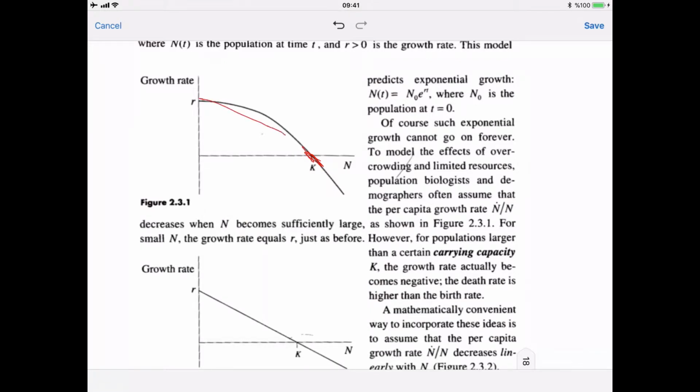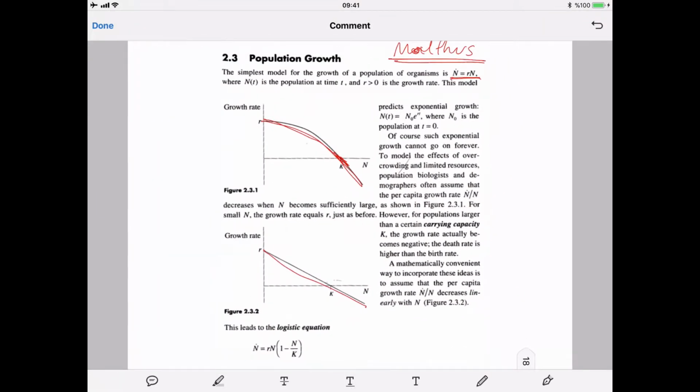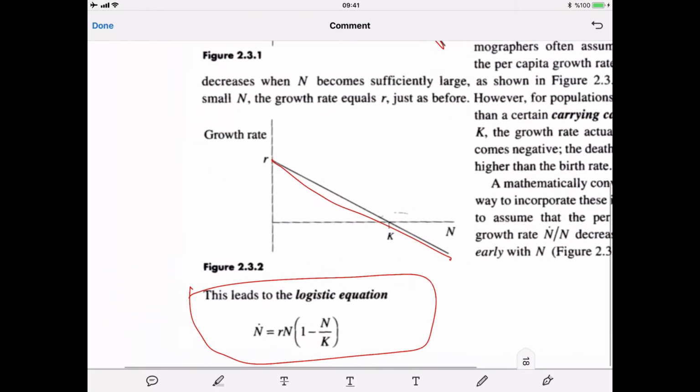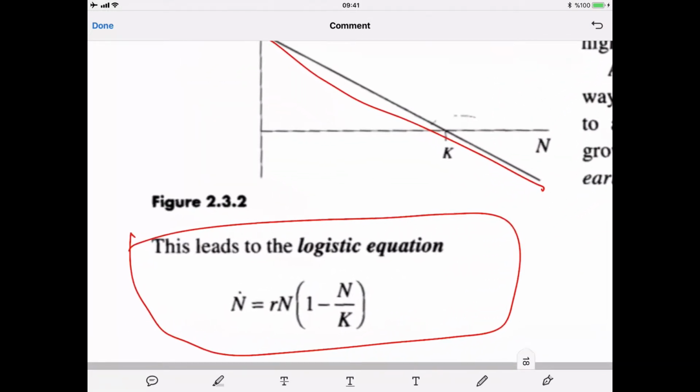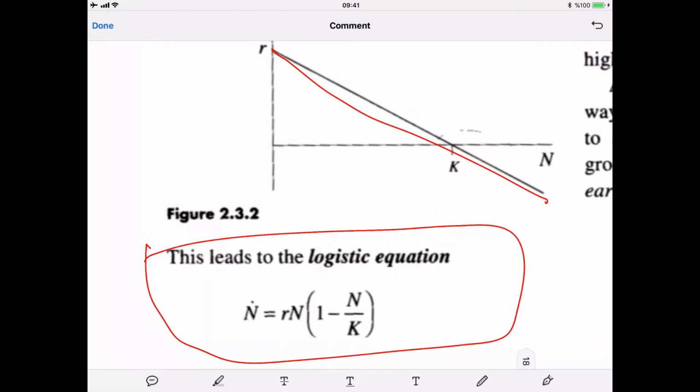What is the simplest way of modeling it? It's to assume that this is a line, right? So you end up with this model that is called the logistic equation. Do you know why it is called the logistic equation? Relation to resources, logistics. Is it because of that? Maybe.